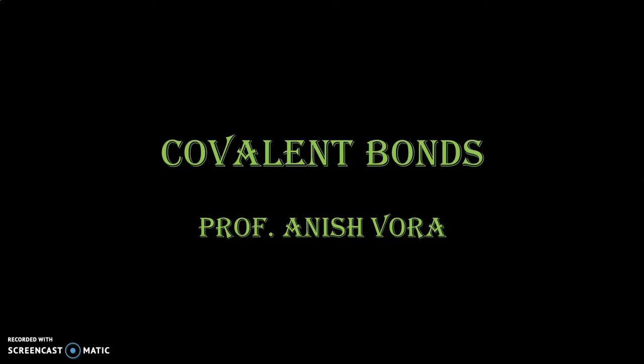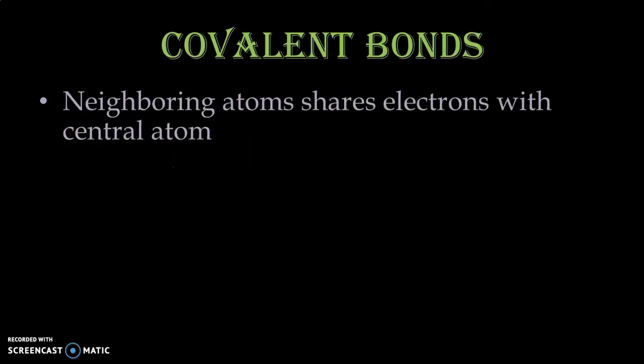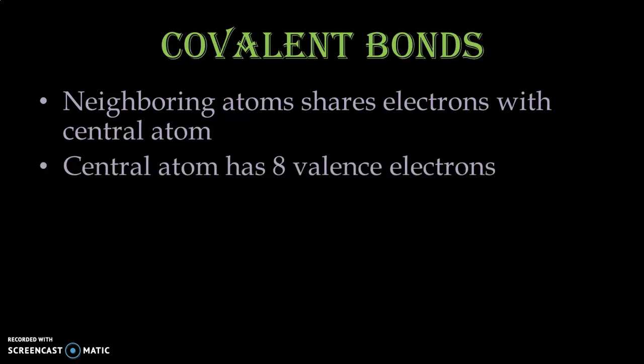In this video lecture, we'll study covalent bonds. In the crystalline structure of a semiconductor, we have seen that it is the tendency of each atom to complete its outermost orbit by sharing, gaining, or losing valence electrons. Neighboring atoms share electrons with the central atom, and the central atom has 8 valence electrons.